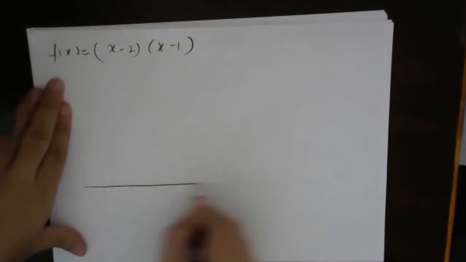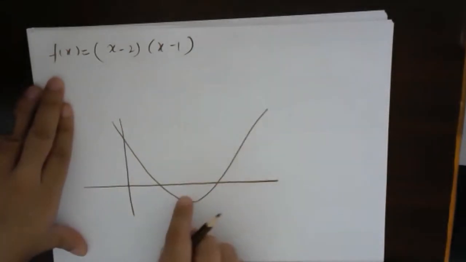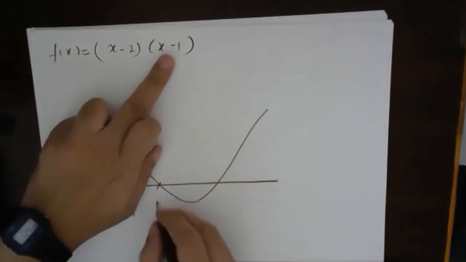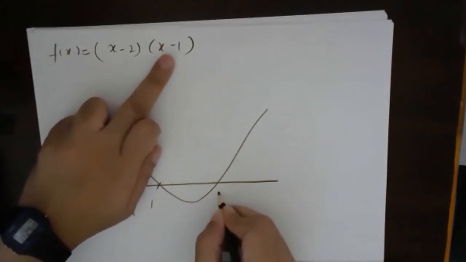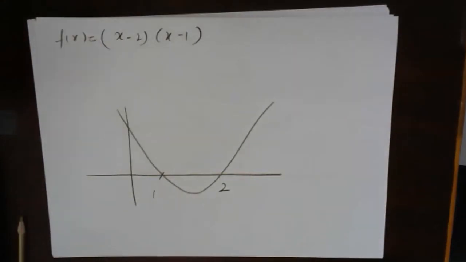Okay. So basically, this is nothing but something like this. The two points, this root is 1 and this point is 2. So this is x equals 1, this is x equals 2. Now this one is fine. So this is very simple.